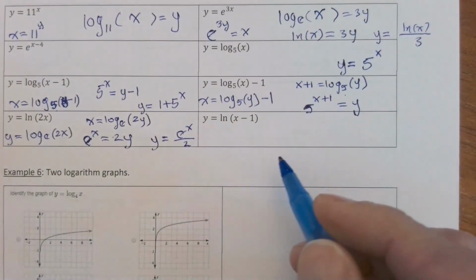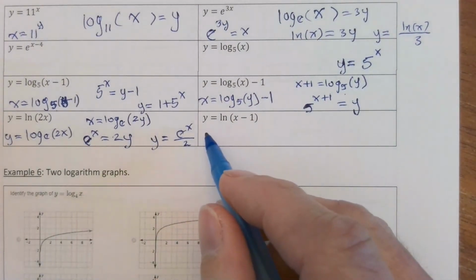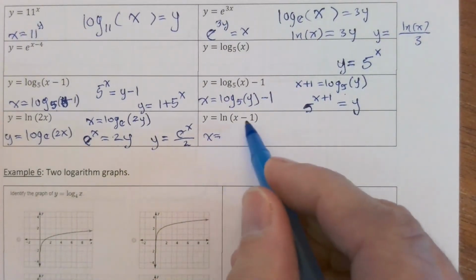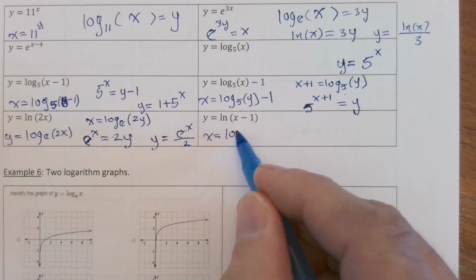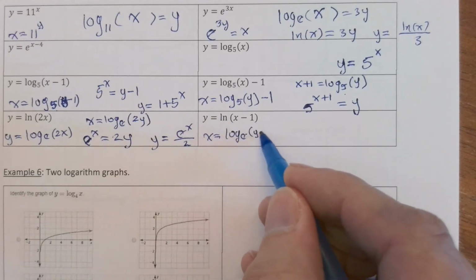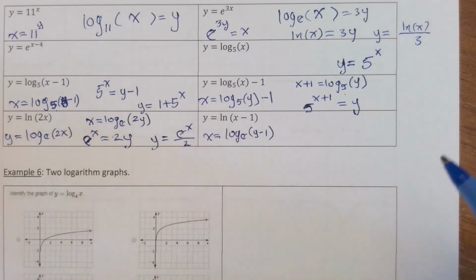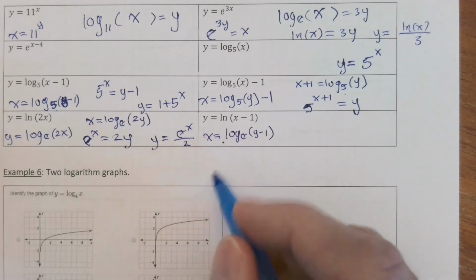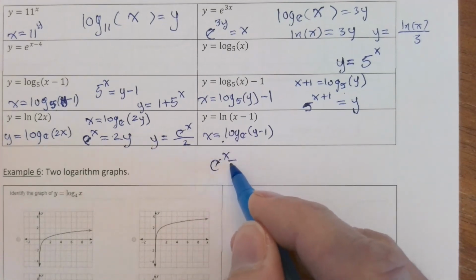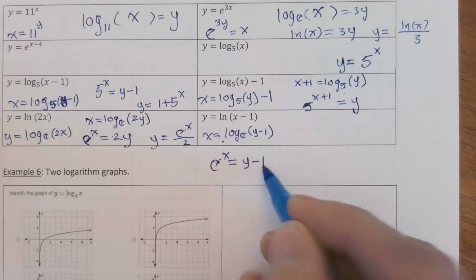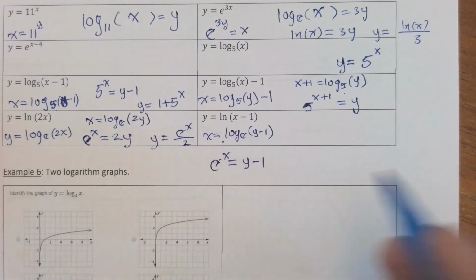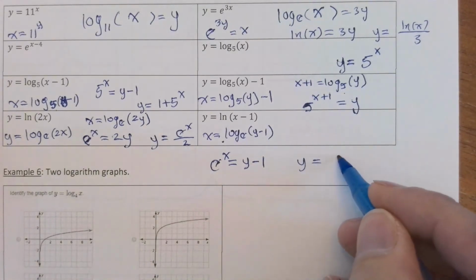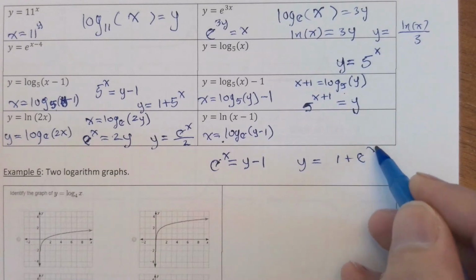Okay? Now on this one, if I let x equal natural log of y minus 1, that's base e log of y minus 1. Well, that's a log equal to x, so that means x is an exponent above a base e. E to the x is equal to what's inside the log. Add 1 to both sides, and you're done. So y equals 1 plus e to the x.